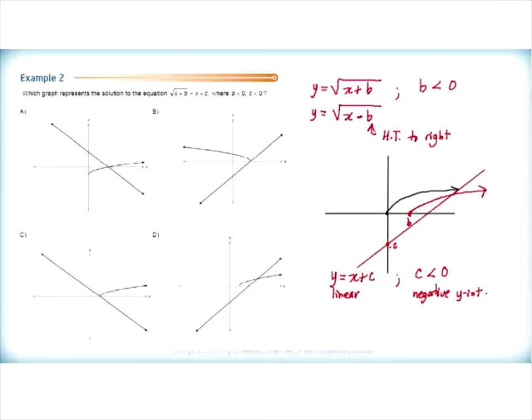And it has to intersect the square root function graph. So this graph resembles a similar situation illustrated in part D. So the first graph here is y equals the square root of x plus b for values of b that are less than 0, and the straight line, the linear function, represents y equals x plus c for values of c that are less than 0.